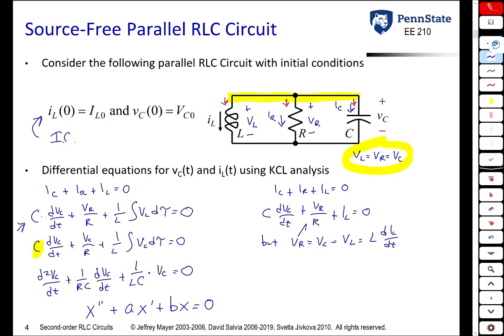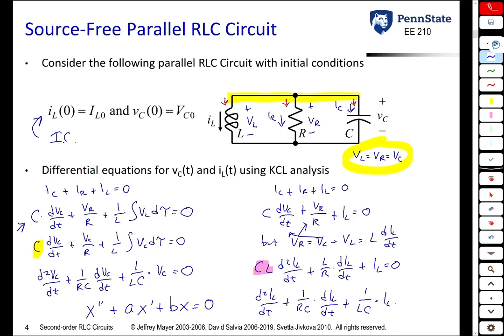So we can now plug that into there and that into there to get CL times the second derivative of IL plus L over R times the first derivative of IL plus IL is equal to 0. If we then divide everything by CL, we get the second derivative of IL plus 1 over RC times the first derivative of IL plus 1 over LC times IL is equal to 0.